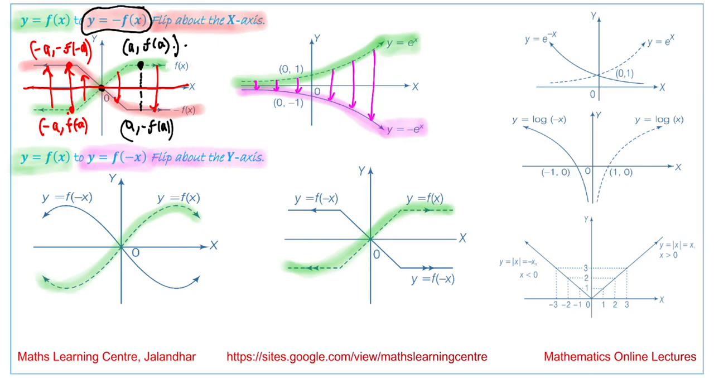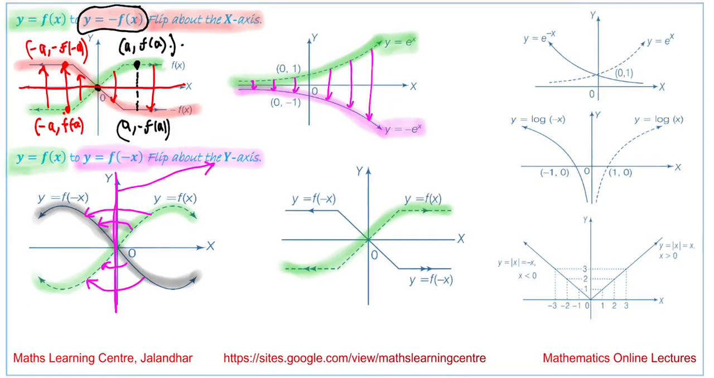Flip about the y axis means this point is transformed to the point over here, and likewise for the other points. So this is what a flip is. We are flipping about the y axis, and the graph we obtain in this case is the graph of the function y is equal to f of minus x.